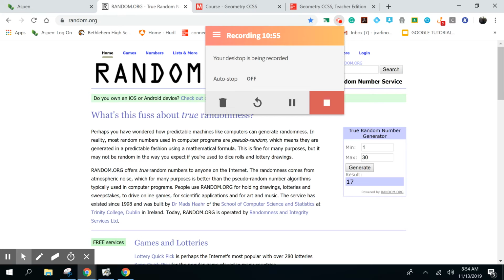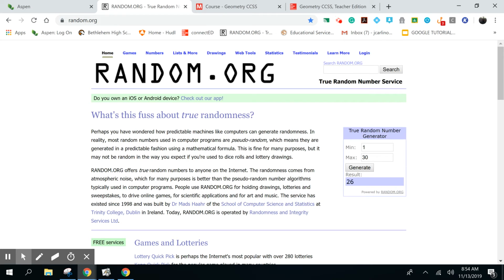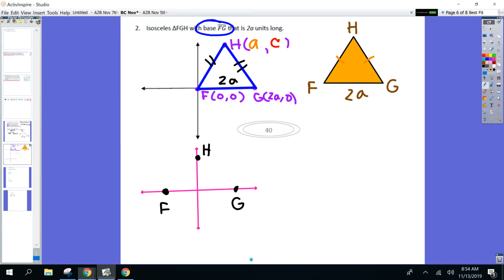All set? Let's hear from the group with, good job, 26. Good group over here. 17. Yep. One person answer, point F. Negative A, 0. Somebody else, point G. Okay, good. Why is this going to work?